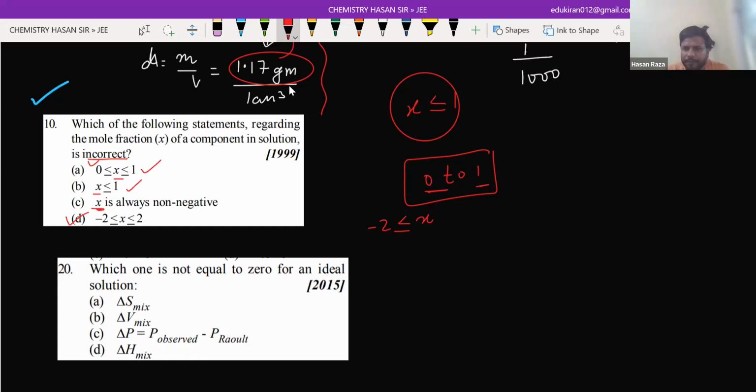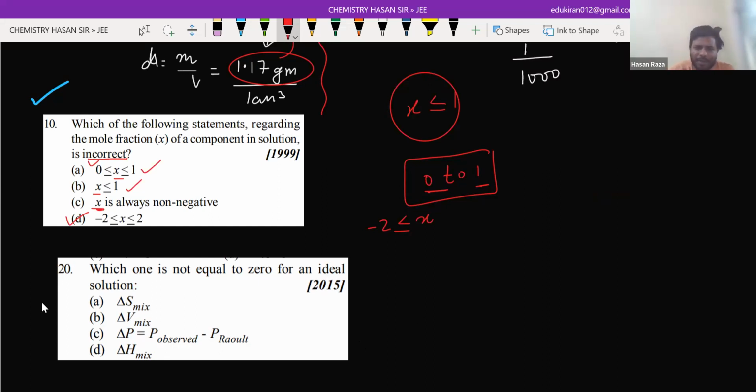Arif, did you revise? Sir, I didn't revise ideal. You didn't revise ideal and non-ideal? Yes, sir. Faiza, Shahid, okay, no problem. I'm not going to give the next question on ideal and non-ideal. I'll give it up to Raoult's law.